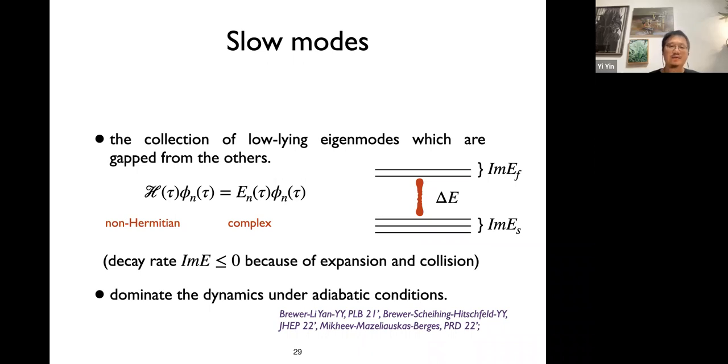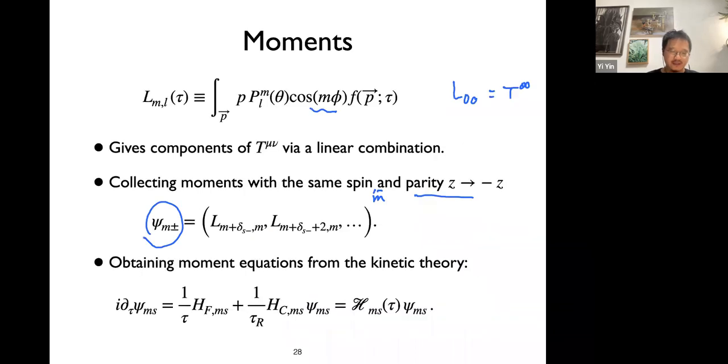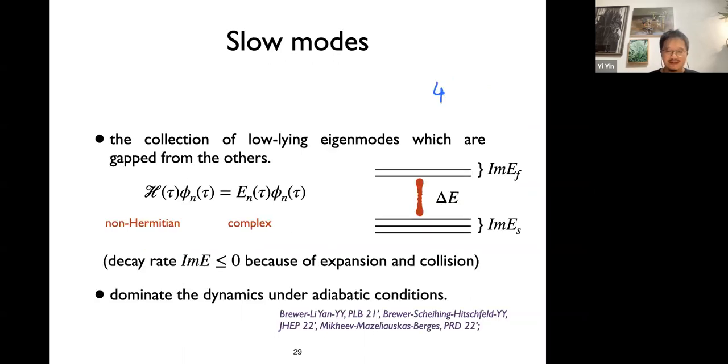Right, I think that's a very good question. What we know now is that in the hydrodynamic limit there are only four slow modes. The reason is very simple: the collisional part of the kinetic theory dominates, and for collisions which preserve energy and momentum, there are only four zero modes. But for the far from equilibrium case, what we found is that if there is SO(2) symmetry, for each given M there is only one slow mode.